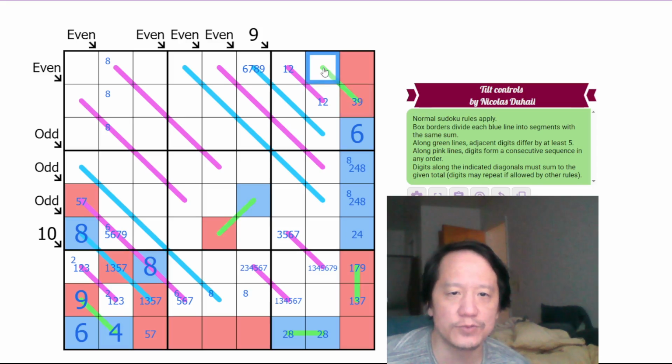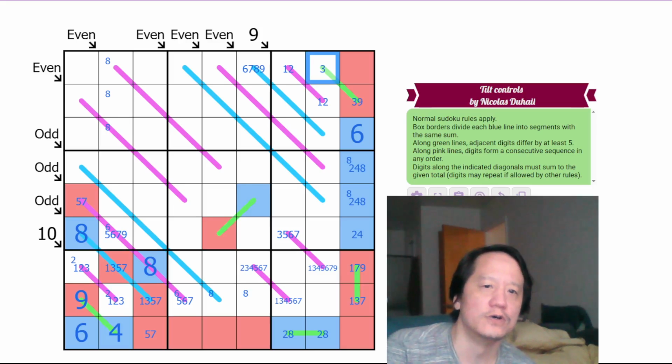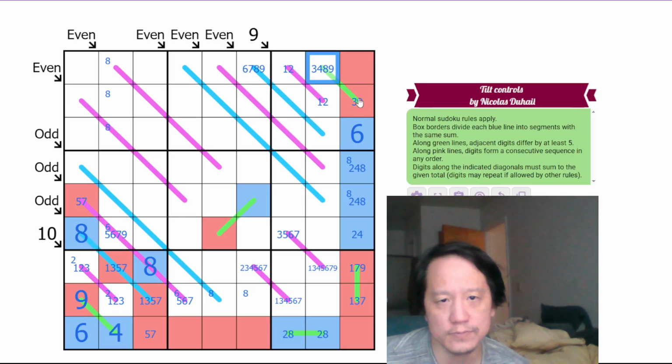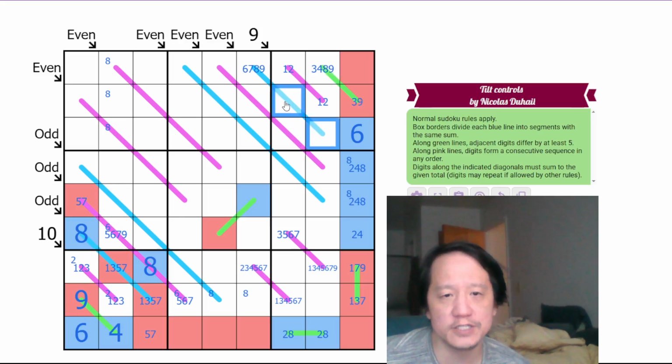So we could have 3 with 8 or 9, or 4 with 9. So we could have 3, 4, 8, and 9 there. This must be either 3 with 5, adding up to 8, or 4 and 5, adding up to 9.